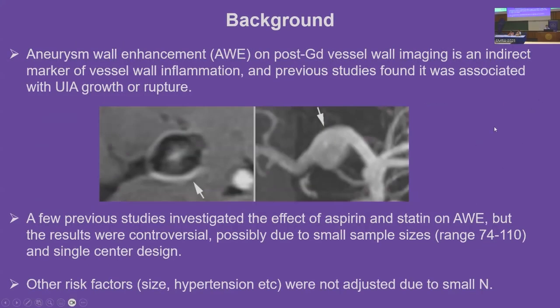Aneurysm wall enhancement on post-gadolinium vessel wall imaging is an indirect marker of vessel wall inflammation, and previous studies found it was associated with aneurysm growth or rupture, as shown here. This is the enhancement, and this is the aneurysm. A few previous studies investigated the effect of aspirin and statin on aneurysm wall enhancement, but the results were controversial, possibly due to small sample size, normally less than 100, and a single-center study design. Other risk factors related to enhancement, like size and hypertension, were also not adjusted due to the small sample size.